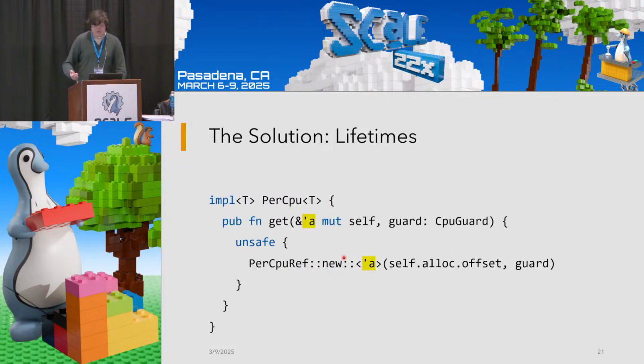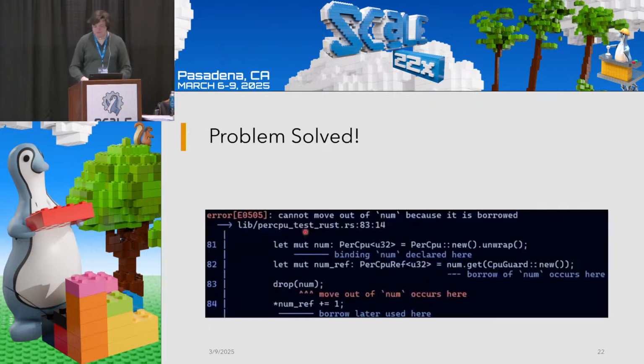And so then when we actually construct one of these things, we use the lifetime of the per CPU that we're operating on as the lifetime of our per CPU ref. And so what we're saying here is that the returned per CPU ref can't live any longer than its associated per CPU allocation, by extension of the fact that it lives inside of this per CPU, which lives for this amount of time.